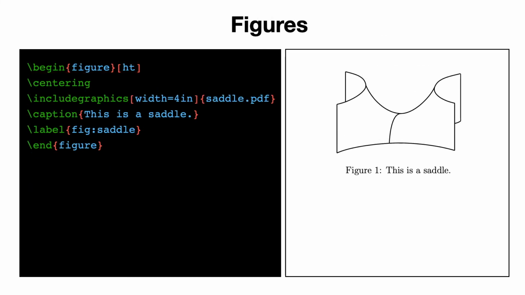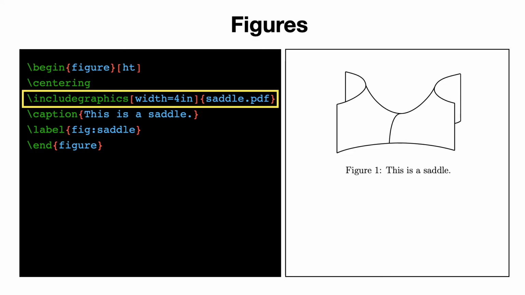Another type of float is the figure. So this is the figure environment. Again, just like the previous one, I'm telling LaTeX, try to put it here. If you can't put it here, put it at the top of the next page. I'm also asking that it be centered. I've added a caption and I've added a label. This line here is where we are inserting the figure itself, the graphic itself.